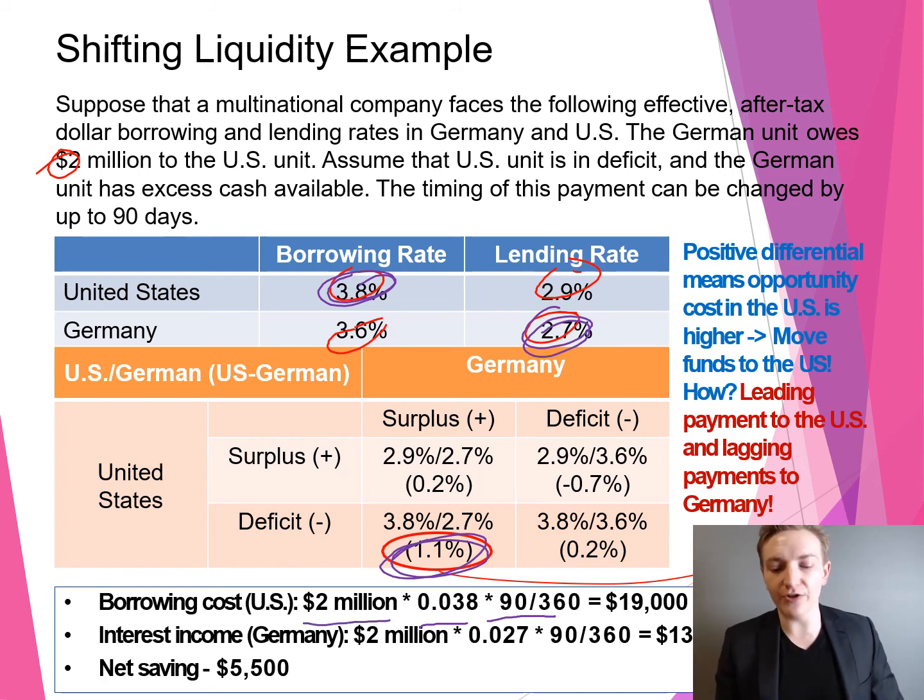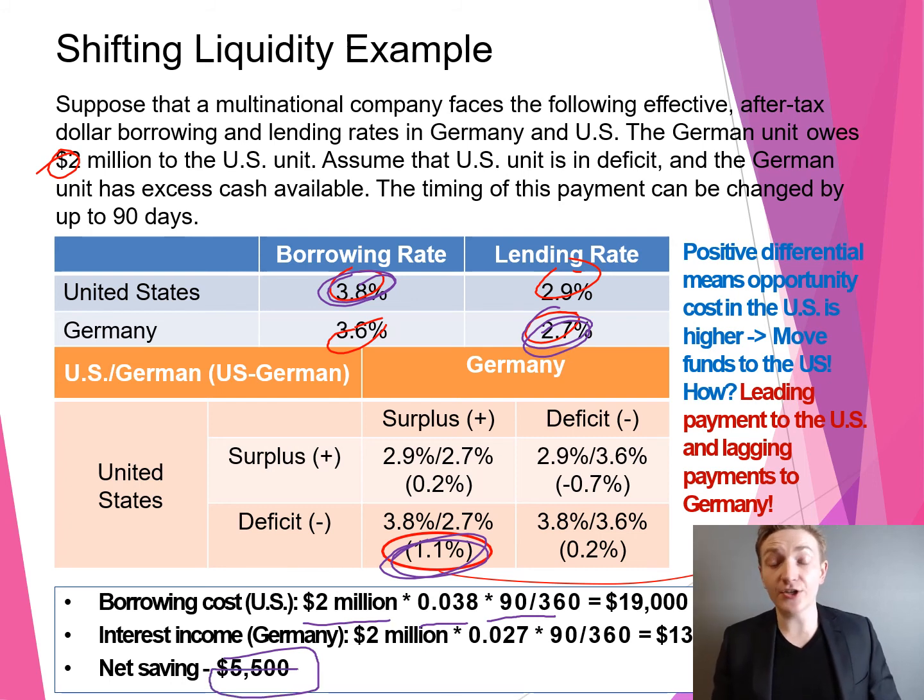2 million rather. So the borrowing cost, if the US unit were to go out and actively borrow, would in this case be $19,000 in terms of the interest. Now say you have this German subsidiary, we can look at what its income would be. The income from lending will be the 2 million multiplied by this 2.7% multiplied by the 90 over 360. So that would be a quarter of a year. So that would be only 13,000 or thereabouts, or 13,500. So therefore the net saving, i.e. the net benefit of engaging in leading here, is $5,500, which is clearly beneficial.